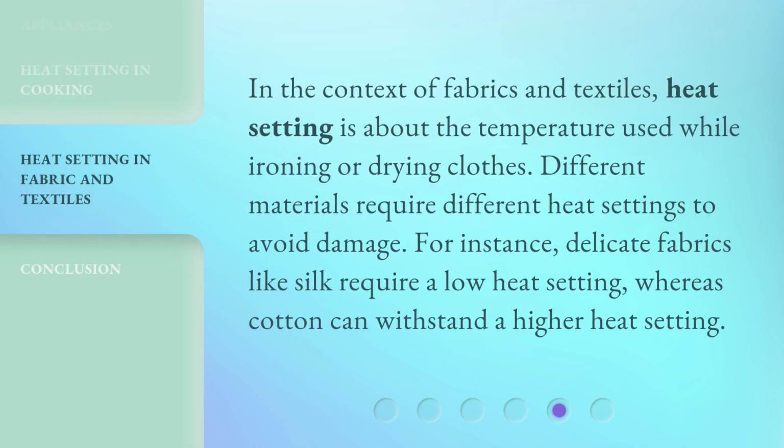In the context of fabrics and textiles, heat setting is about the temperature used while ironing or drying clothes. Different materials require different heat settings to avoid damage. For instance, delicate fabrics like silk require a low heat setting, whereas cotton can withstand a higher heat setting.